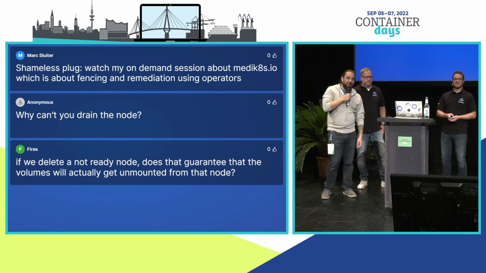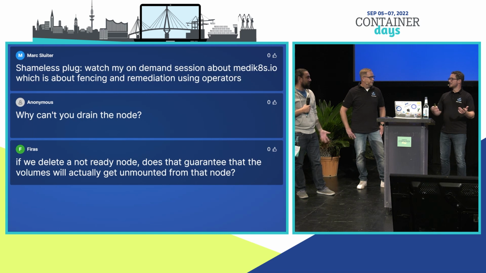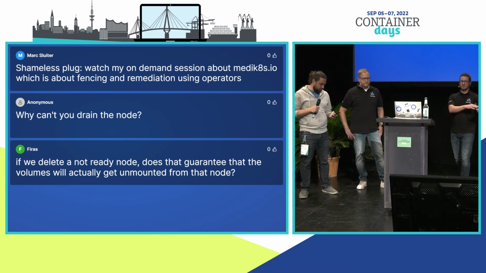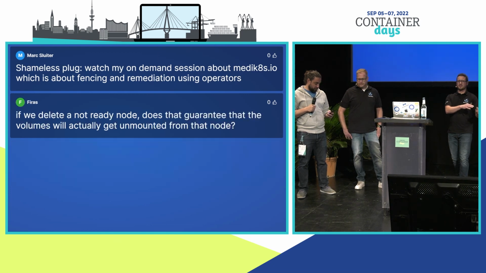Why can't you drain the node? Well, in the scenario we had, you cannot talk to the node anymore, right? The master node cannot reach the kubelet process on the worker node anymore, so it cannot do anything about it. That's the base issue, right?